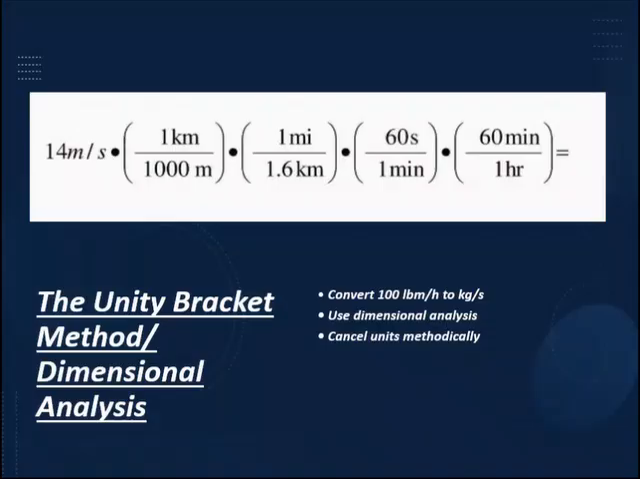So one of the first tools that you're going to find in your chemical engineering toolbox is dimensional analysis, often called the unity bracket method. You may have done a lot of this in chemistry, but we're going to go over it again. So let's say you need to convert 100 pounds of mass per hour into kilograms per second. You'd multiply by the conversion factors one at a time, making sure units cancel across the brackets. It's a methodical way to avoid mistakes and make sure your final answer is in the correct units. You're going to use this time and time again when you need to convert between SI units and engineering units.